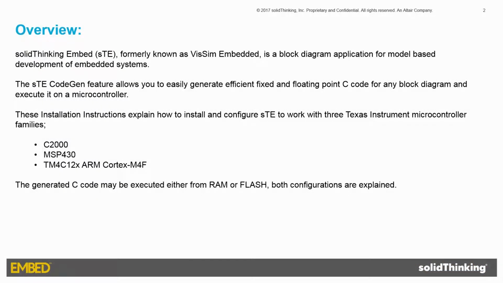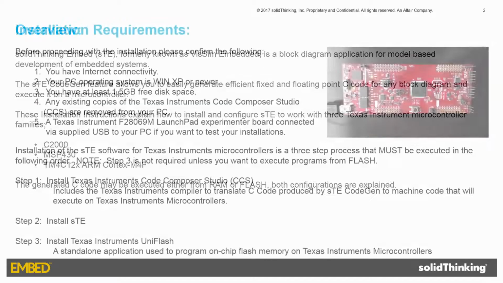The solidThinking Embed CodeGen feature allows you to generate fixed and floating point C code for any block diagram and execute it on a microcontroller. These installation instructions explain how to install and configure STE to work with three Texas Instruments microcontroller families, the C2000, the MSP430, and the TM4C12 ARM-Cortex dual-core microcontroller. The generated C code may be executed either from RAM or Flash. We will explain both configurations.